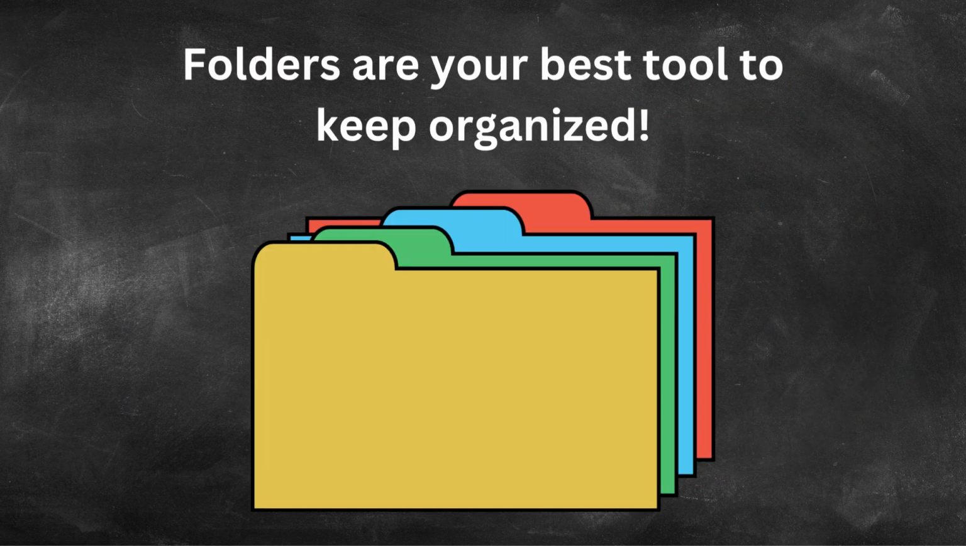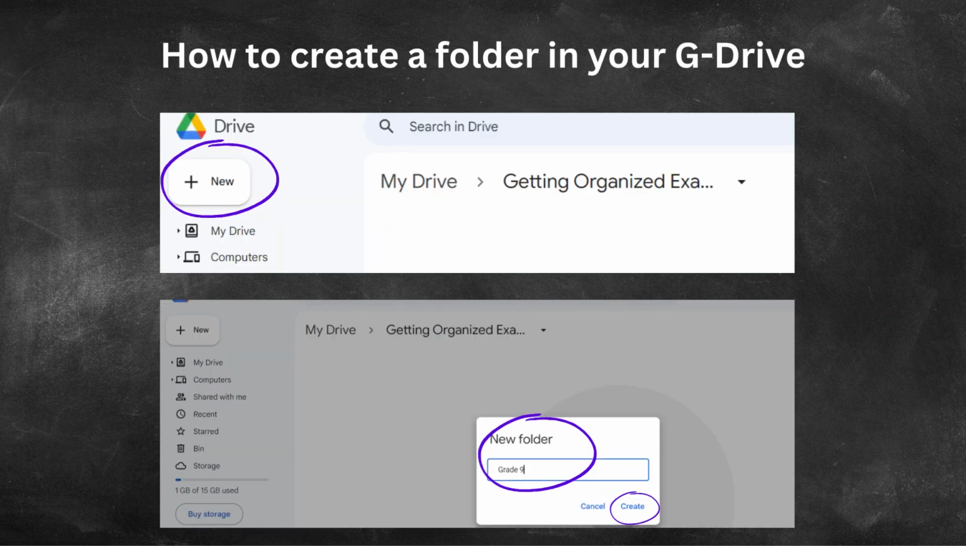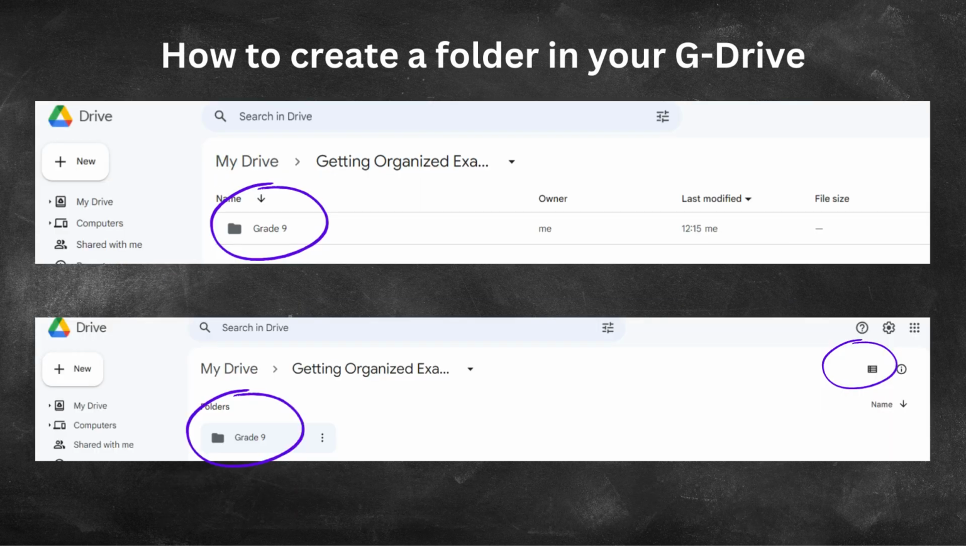Folders are your best tool to help you stay organized with your work. The first thing we'll be going over is how to create a folder in your G Drive. The first thing you want to do is look at the top left-hand corner and click the button that has the plus sign and new beside it. In this, the first thing that will pop up is New Folder. Once you click New Folder, you'll notice that it gives you the opportunity to name the folder. Once you type in your name, and we'll be using grade 9 today as an example, you just click Create. Now you'll see the folder show up in your Google Drive.